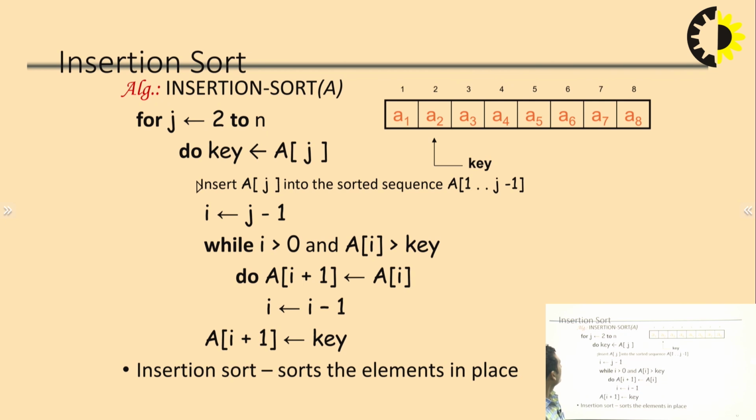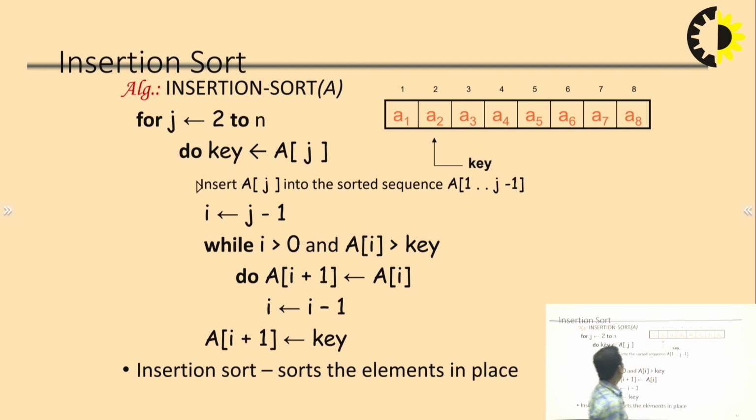Now, in the form of an algorithm, how do we write these steps of insertion sort? A is our data, the group of data in the array. So for j, start from where? One card is already in hand, so start from 2 up to the last position.